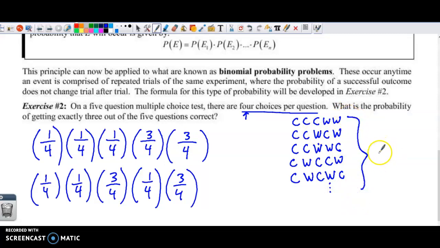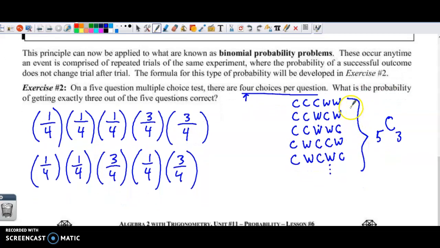but I'm going to kind of ruin this for you: there are, let me see, 5 questions, and we want to get 3 of them correct. And it's a combination because we don't care when we get the answers correct. Okay, so the order doesn't matter. So that's the number of different ways that we can get these things, I'm going to put an arrow over here, correct.